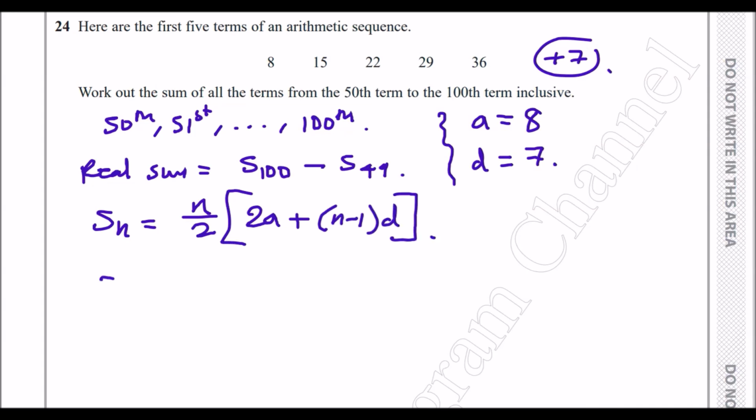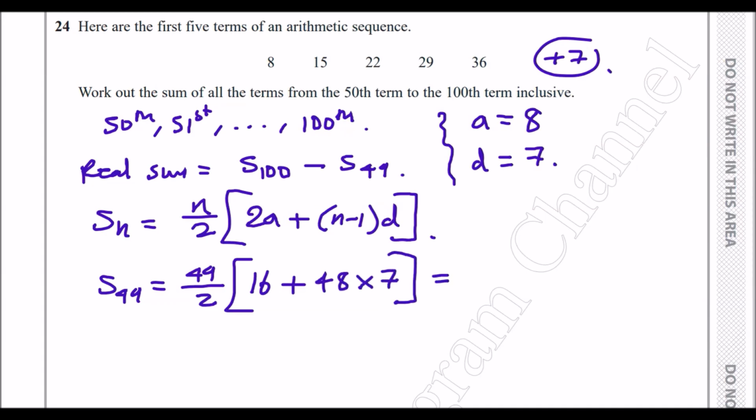So we can say that for the sum of 49, that's going to be 49 over 2. So replace all the n's with 49. 2 times a is 16 plus n take away 1 is 48 times d. And thank God you can just use your calculator for this kind of work. So just put it all in the calculator, guys, and checking carefully, you should get 8,624. So that's the sum of the first 49 terms.